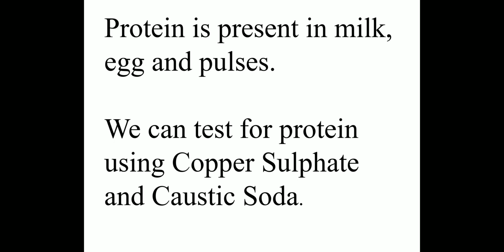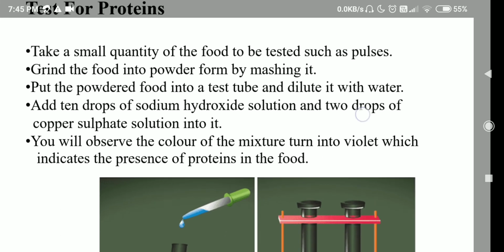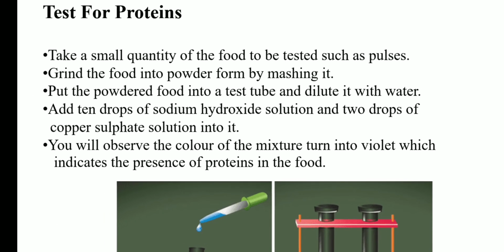Now the next experiment is the test for proteins. Proteins are present in milk, egg and pulses. We can test for protein using copper sulfate and caustic soda. So here is the test. Take a small quantity of food to be tested such as pulses. Pulses means dal. So grind the food into powder form by mashing it.